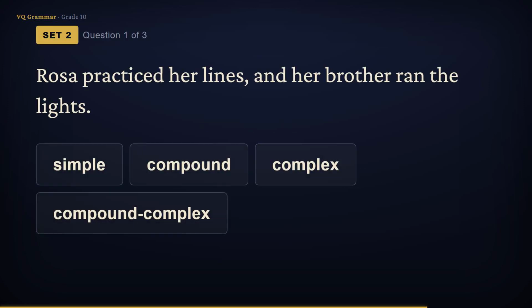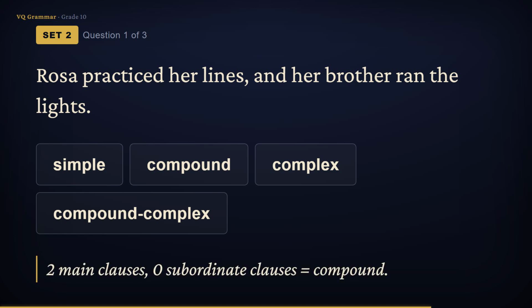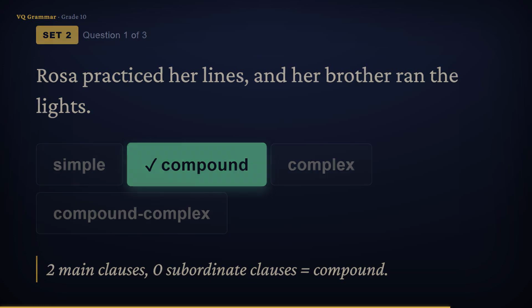Rosa practiced her lines, and her brother ran the lights. Rosa practiced her lines stands alone, main clause. Her brother ran the lights stands alone too, a second main clause. Now look for a subordinate clause. There isn't one. Nothing here opens with because or when or if. 2 main, 0 subordinate. The answer is compound.